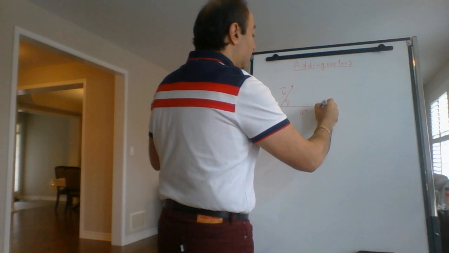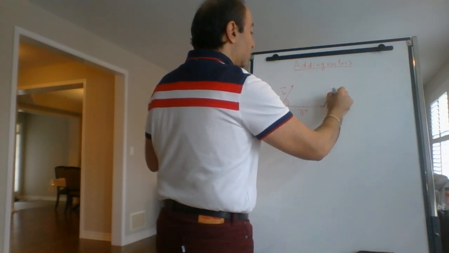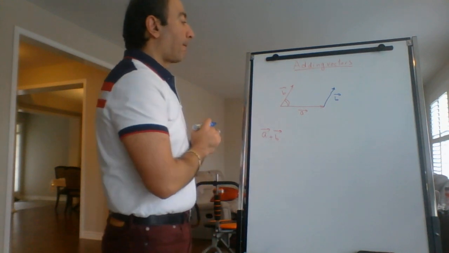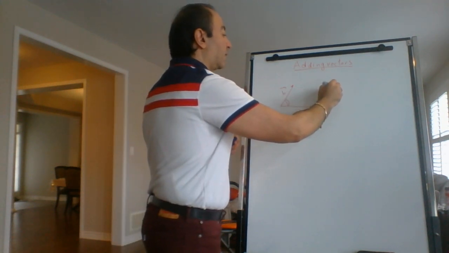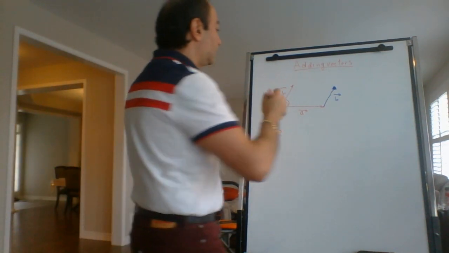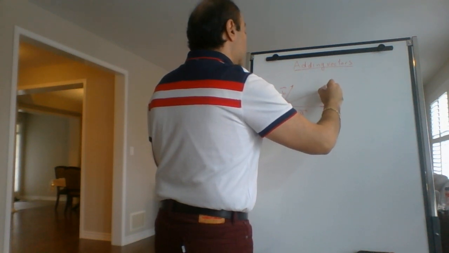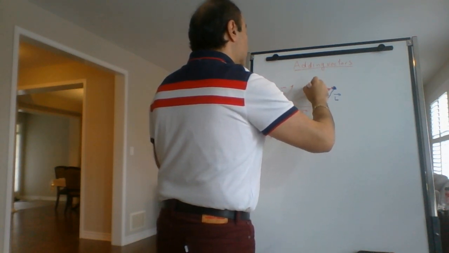We said that parallel vectors with the same magnitude are the same, so this is also vector B, the same length and the same direction. Now, when we add this, it will be this vector, A plus B.